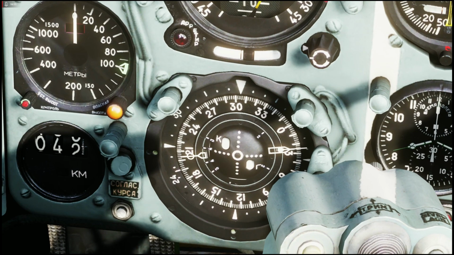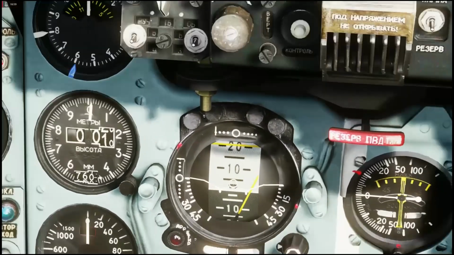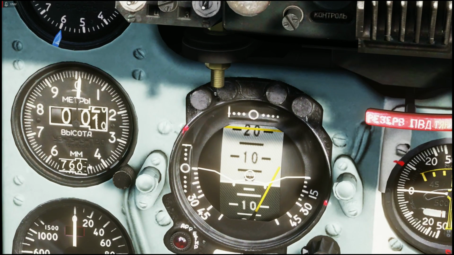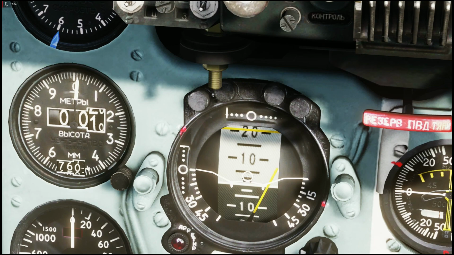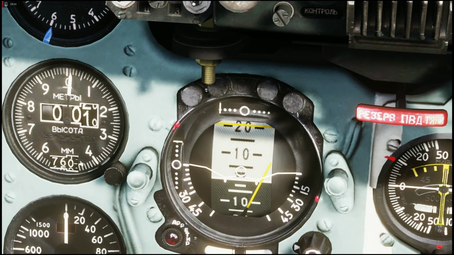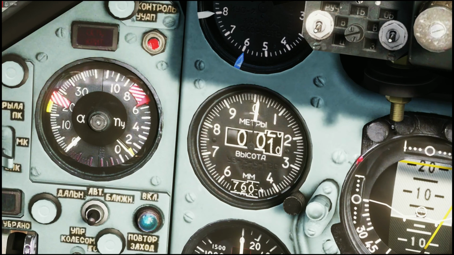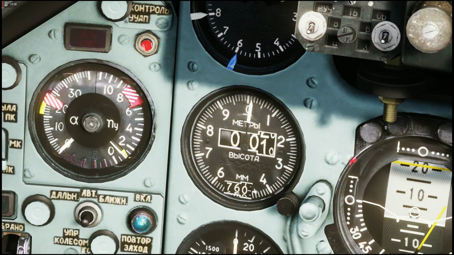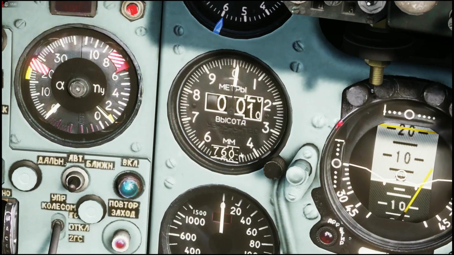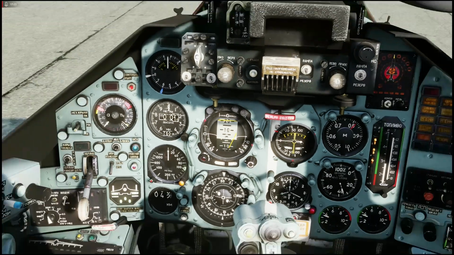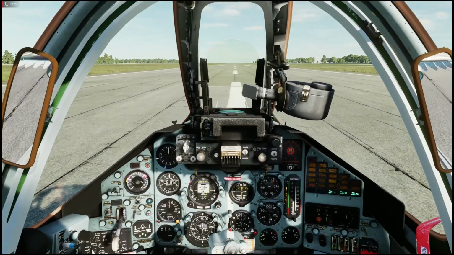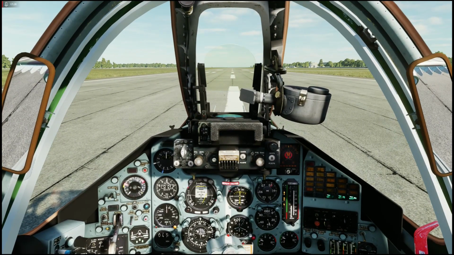I need to make a right turn towards 025, and according to the horizontal yellow line, I need to climb. I know that the first leg is at 500 meters, so instead of looking at that line, I'm looking at the barometric altimeter. It depends on who you are. Some people like to look at the altimeters instead of the yellow line. So, takeoff.